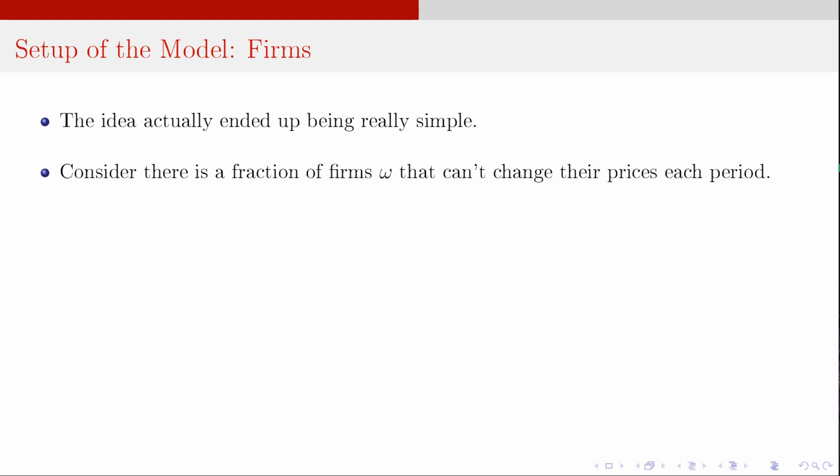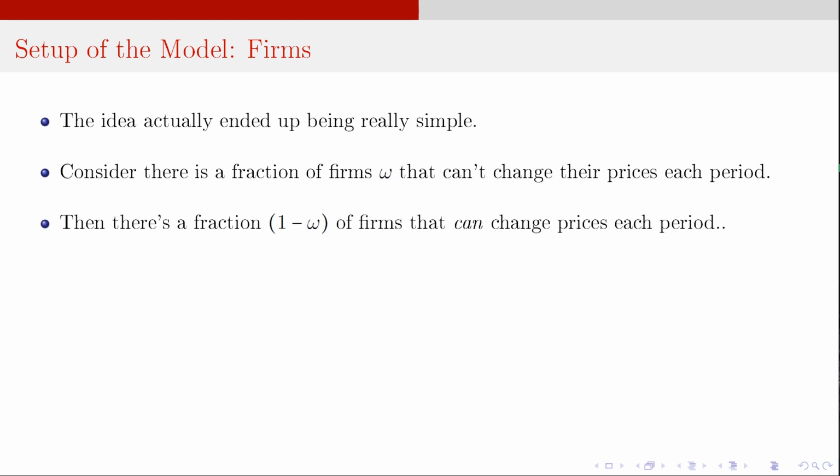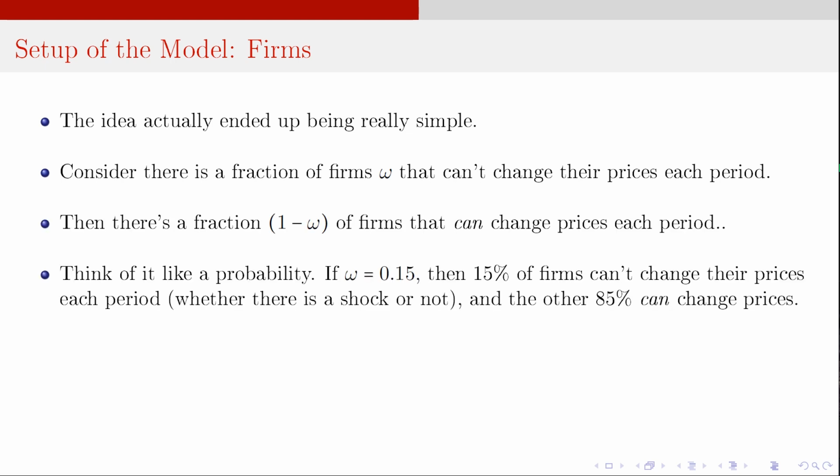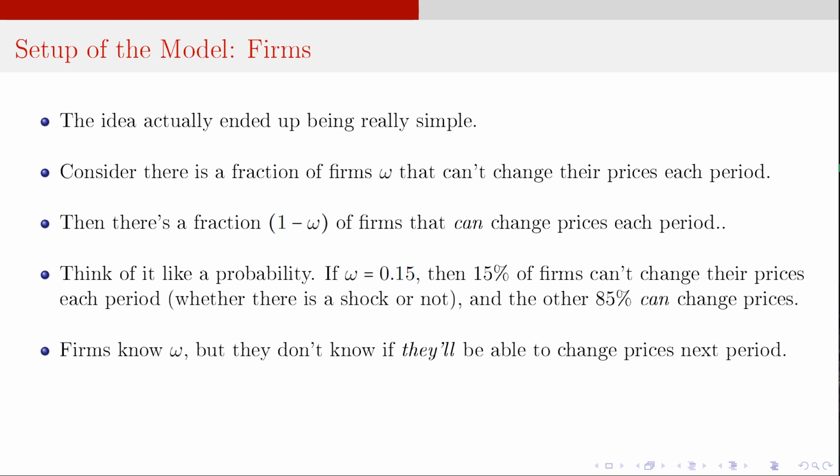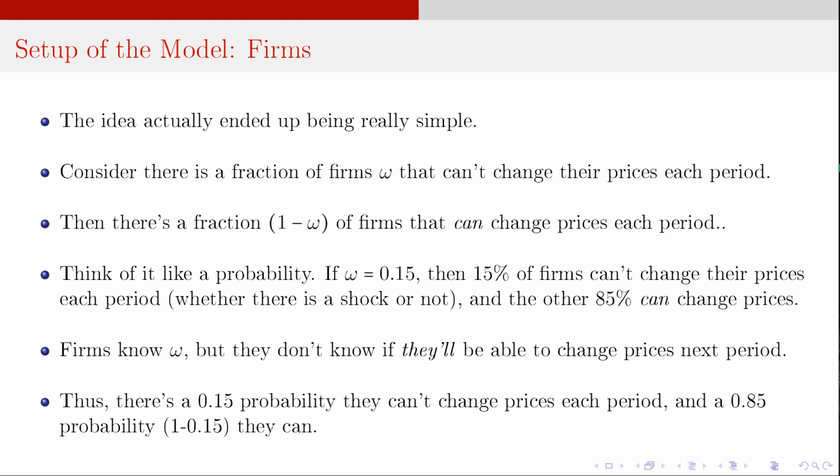Let's just say that there's a fraction of firms, omega, it's like a little cursive looking W, that can't change their prices each period. And there's a fraction 1 minus omega of firms that can change their prices each period. Well, you can think of it like a probability. If omega equals 0.15, 15% of firms can't change their prices each period, whether there's a shock or not, and the other 85% can change their prices. So that means you've got a 0.15 probability that you can't change your price next period, and a 0.85 probability that you can change your price next period.